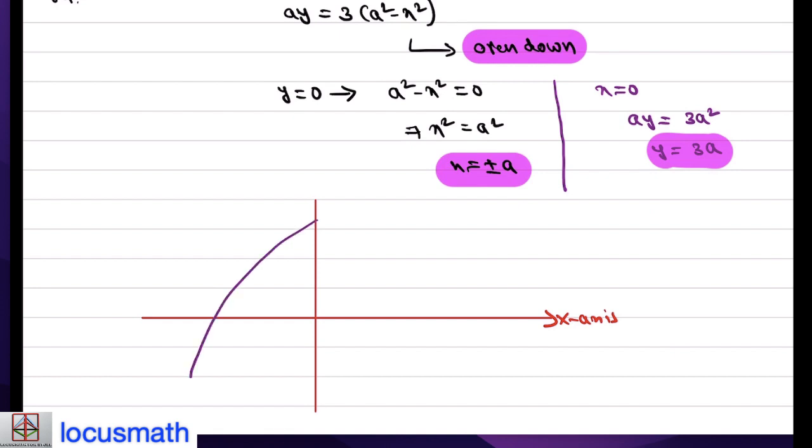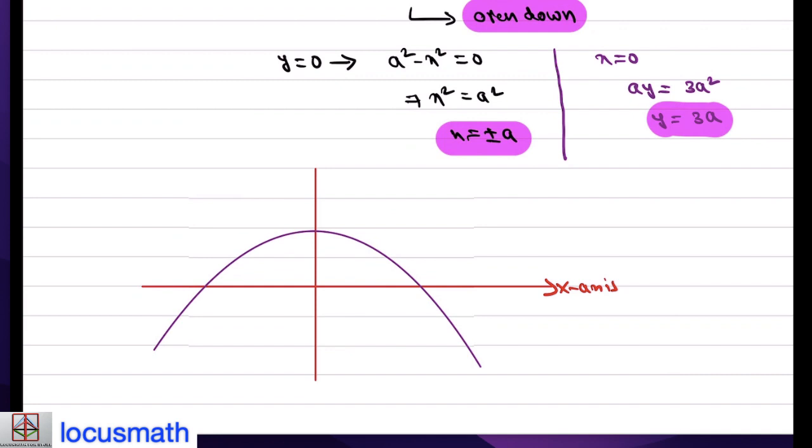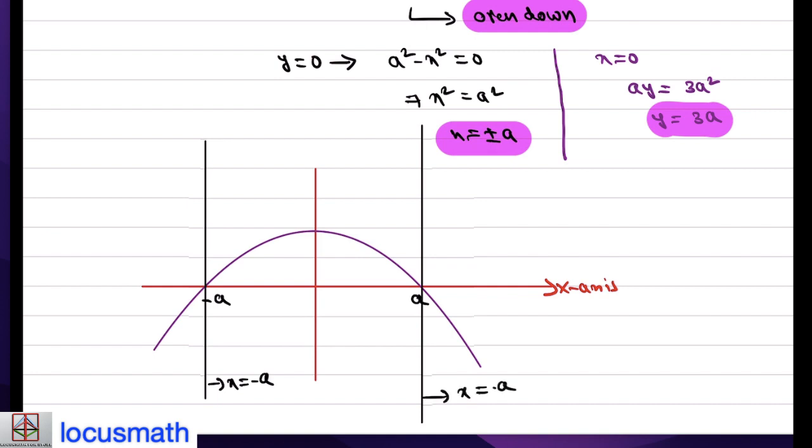So this is the graph. Now it intersects the x-axis at minus a and a. Here the limits are these vertical lines, x equal to minus a and x equal to a. These two vertical lines are the lower and upper limits. So x equal to minus a is the lower limit, x equal to a is the upper limit.